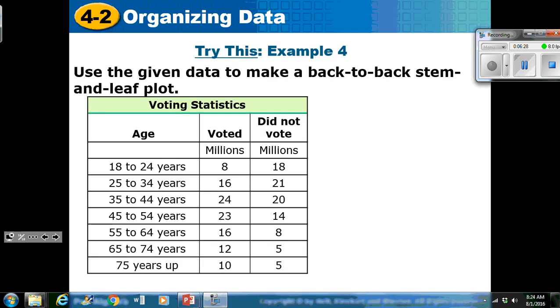We're supposed to make a double stem or a back-to-back stem and leaf plot for this information. First, you always want to wrap your brain around what is this table or what is this data about. So we've got voting statistics and the ages of eligible voters and how many voted versus how many did not vote. Notice that this is in millions, which makes a huge difference, but we're just going to plot it with these lower numbers, and then we'll note that it's in millions.